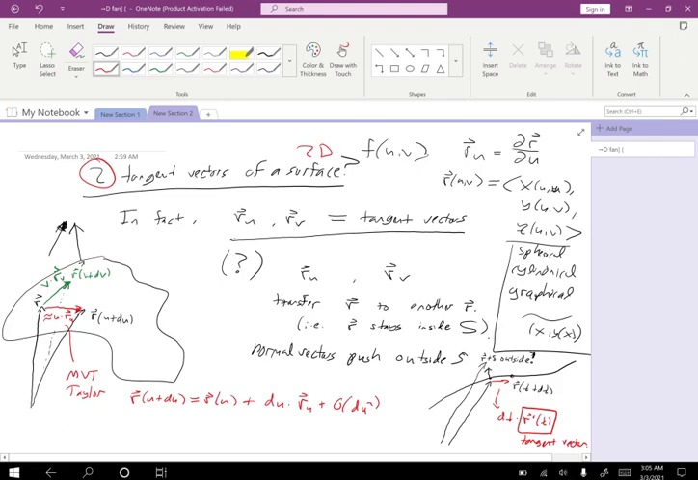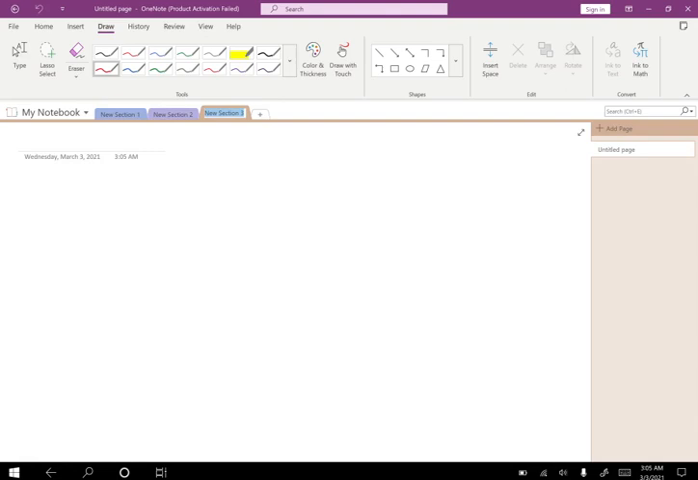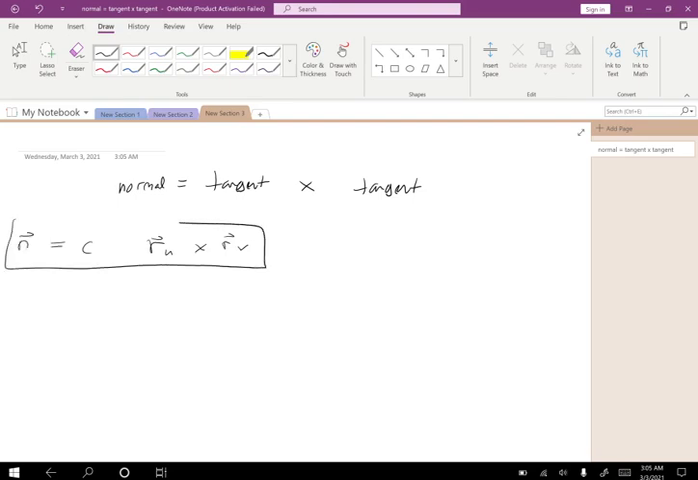Okay, so it's analogous to the curve case. So these are our two tangent vectors. So in fact, now we get our normal vector. It's just tangent cross tangent. Okay, so that means if we take our r_u cross r_v, and then we put some normalizing constant, then this thing is now a unit normal vector.